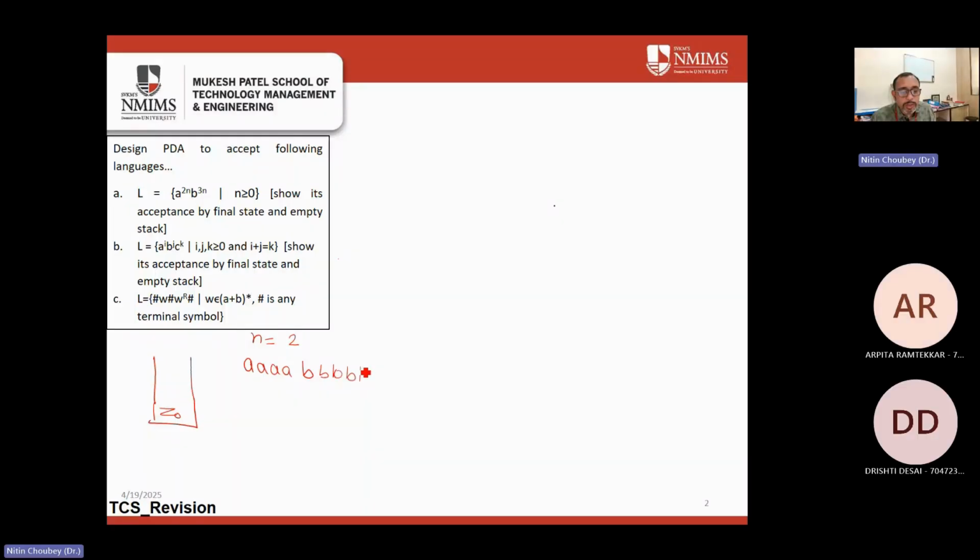P, P, B. This would be our string. Okay. Twice n number of A's, twice n number of B's. Basically, what we are saying, thrice number of times 2 multiplied by 3 is 6 number of times B and 4 number of times A.